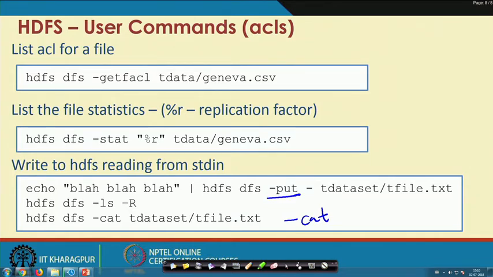And cat is the opposite of that. Cat will allow you to print, or show, a file in the Hadoop distributed file system onto the stdout, or onto your screen.